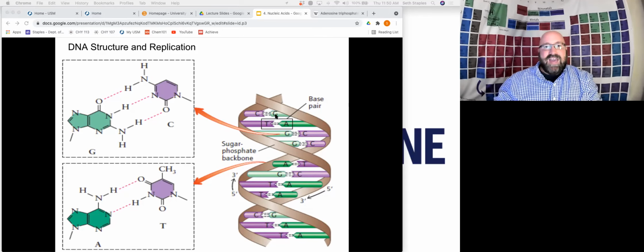Anyway, we see here this hydrogen bonding between adenine and thymine, that's what holds the base pair together. And so we've got these two anti-parallel strands of DNA held together by hydrogen bonding that occurs between the nitrogenous bases that end up in the middle of our sugar phosphate backbone.